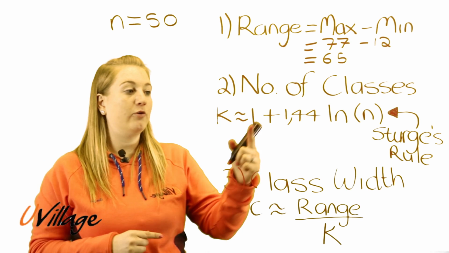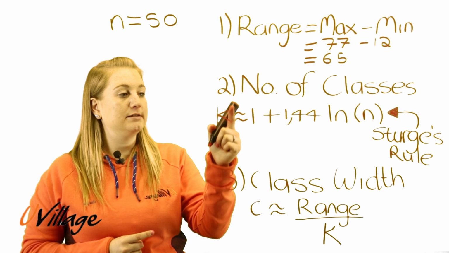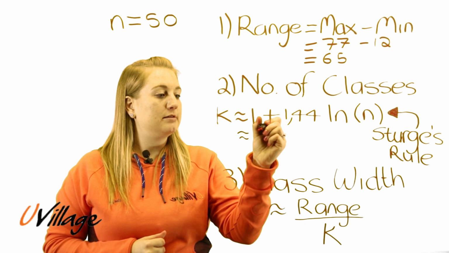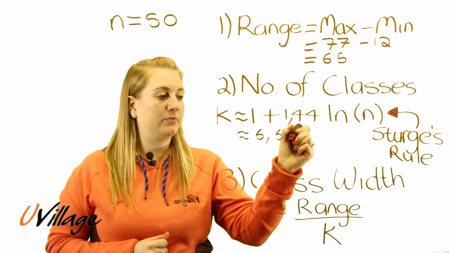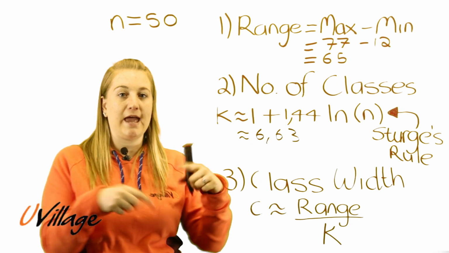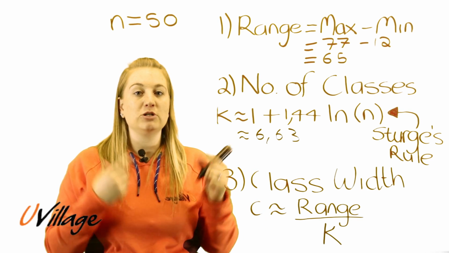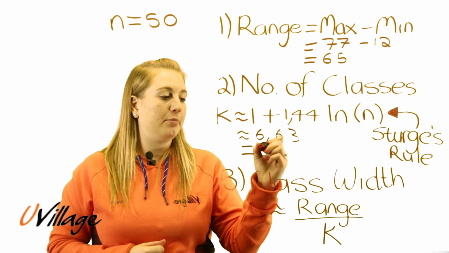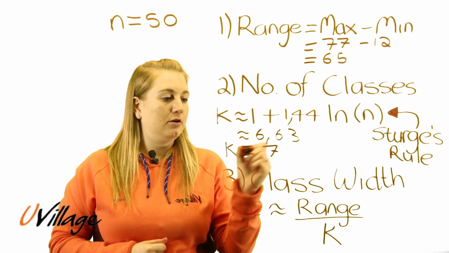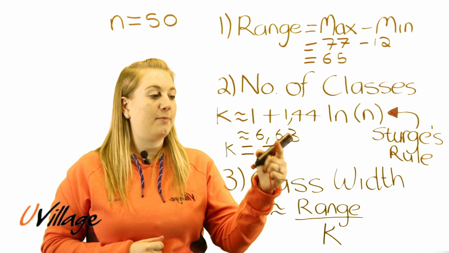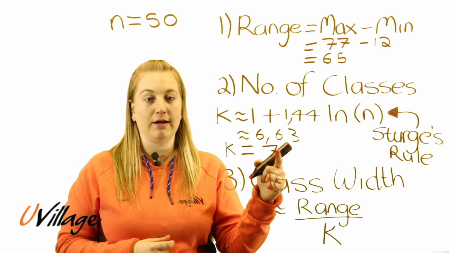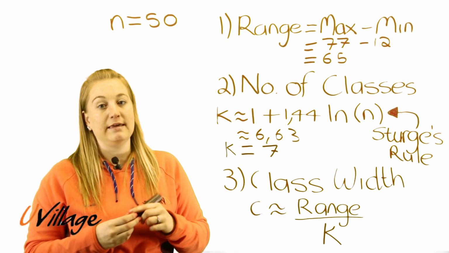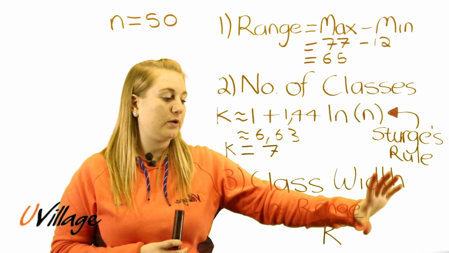So using this in our formula, we get that the number of classes, which is represented by k, will be approximately 6,63. So this is telling us we have 6 and a bit classes. So we don't want 6 and a bit classes, so what we always do is round up. So for the number of classes, no matter what our decimal place is, we have to round up to the nearest whole number.